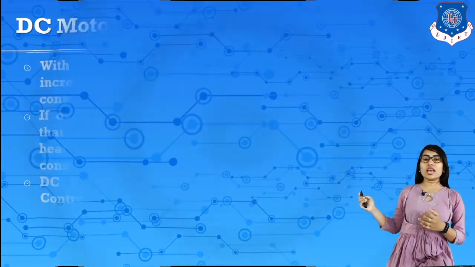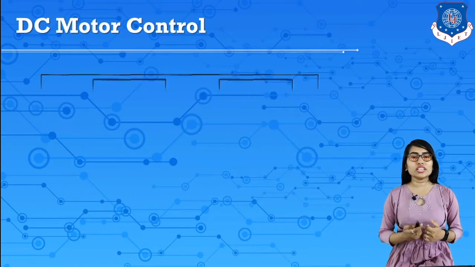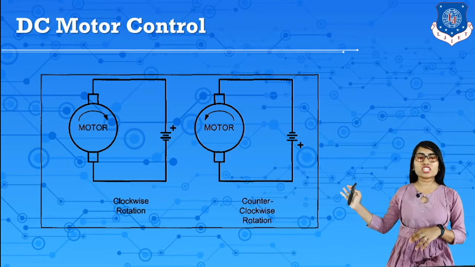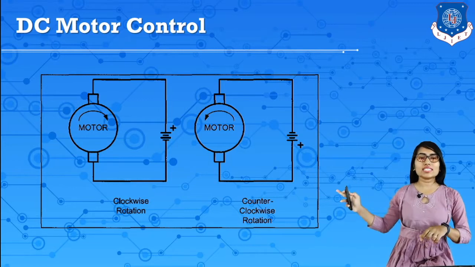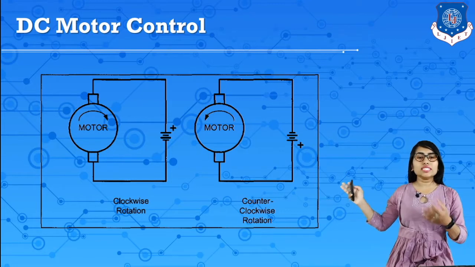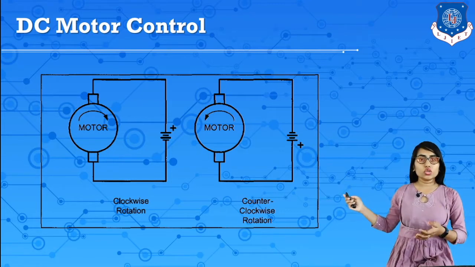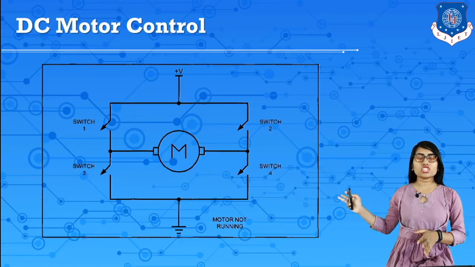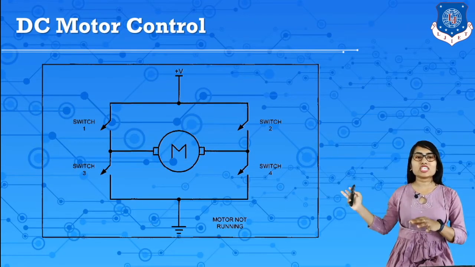So here we have a figure for unidirectional control and bidirectional control. This is for unidirectional control, either in a clockwise direction or in an anti-clockwise direction. So this is DC motor control in a unidirectional way, and here there is an H bridge control. So this is bidirectional control.